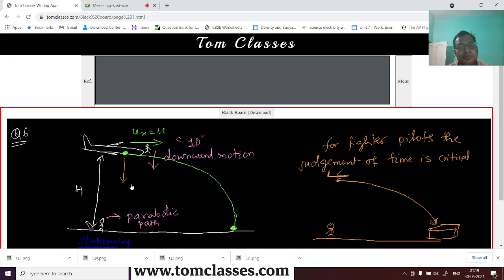So for them the motion is going to be different. For the fighter pilot it is just one-dimensional motion, and for the person on the ground it is a parabolic path. Okay, so that's why they can design anti-ballistic missiles and all.